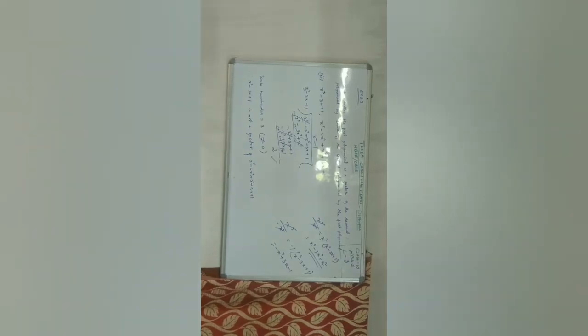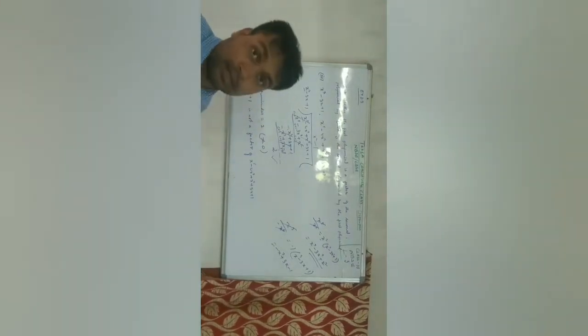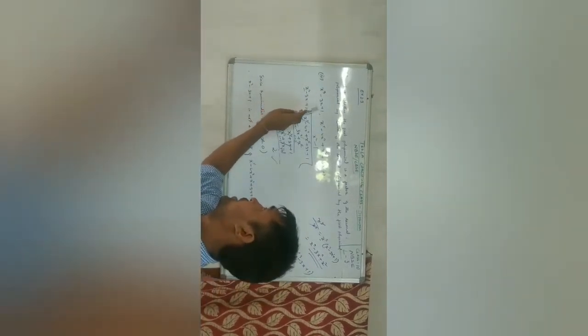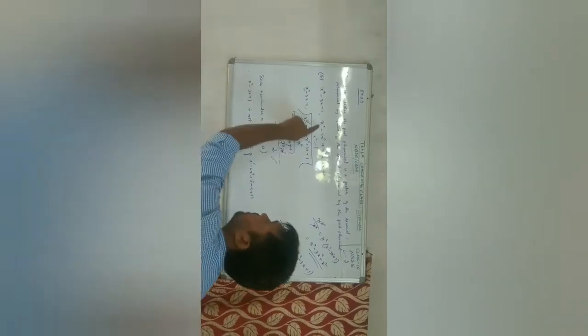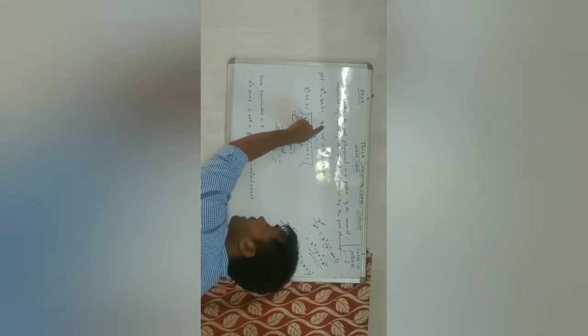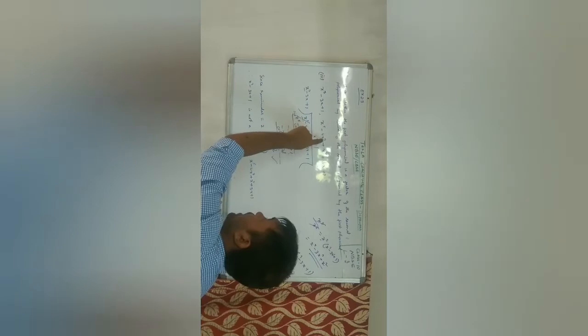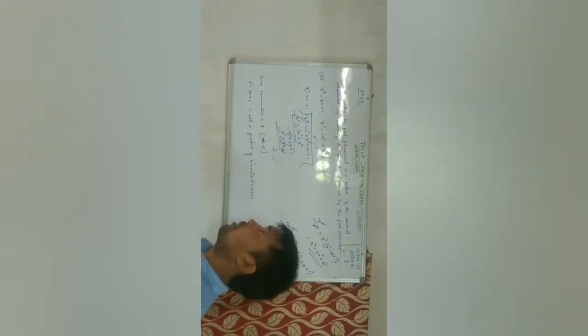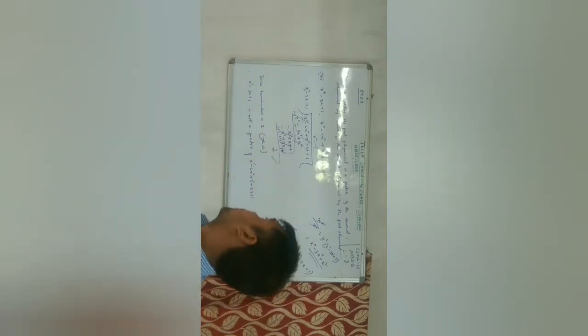Okay, students, here we are dealing with the third question. That is, the first polynomial given here is x to the power 3 minus 3x plus 1. And the second polynomial given here is x to the power 5 minus 4x cubed plus x squared plus 3x plus 1. Okay, now what we are going to do, same thing.